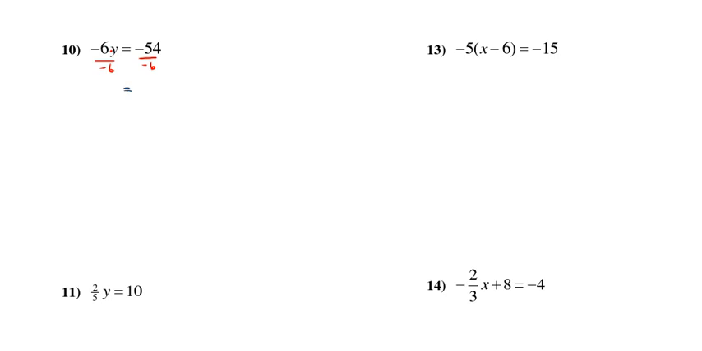-54 divided by -6. Negative divided by negative is positive, and 54 divided by 6 is 9. And on the left side, -6 divided by -6 is +1. So this is the answer. y is equal to 9. Only one step needed, and the y is alone and positive, so that's the answer. Again, I will leave the check for you to do.